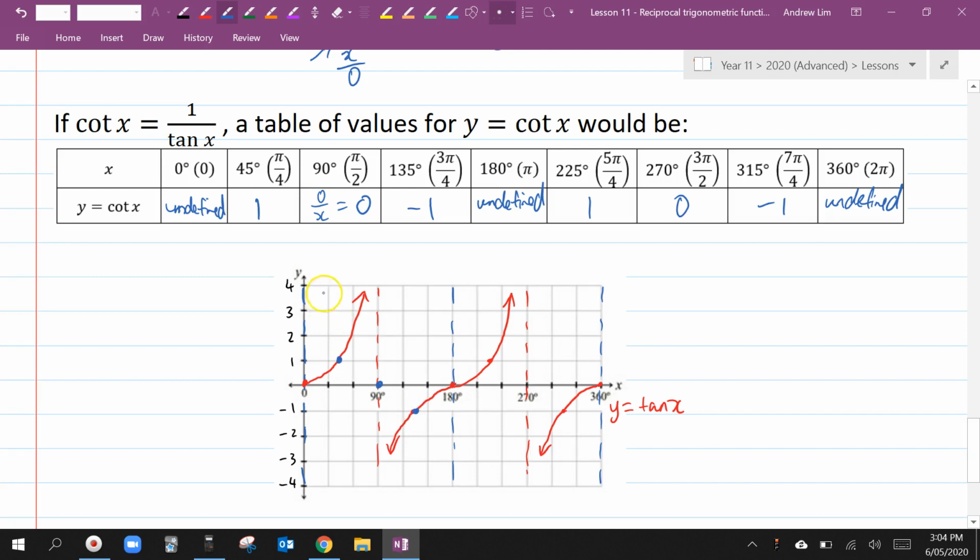So if we had more points to plot, it will form this curve right here. 225 is 1. 270, 0. 315 minus 1. And it's going to look exactly the same. Okay, and so I'm going to label that y equals cotangent x.